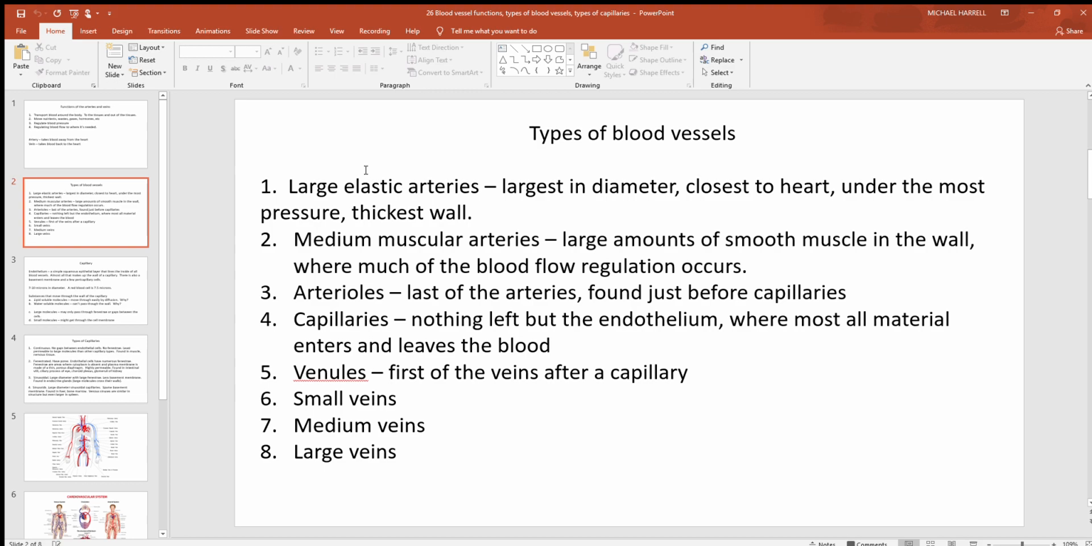And since these arteries are closest to the ventricles, they're going to need a whole lot of this inside of them. So if you look at, say, the left ventricle of the heart, that chamber generates around 2,000 millimeters mercury pressure when it's constricting. You push that blood into these arteries right there close to it, like the aorta, they better have strong walls. So they're largest in diameter, closest to the heart, under the most pressure, and have the thickest walls.